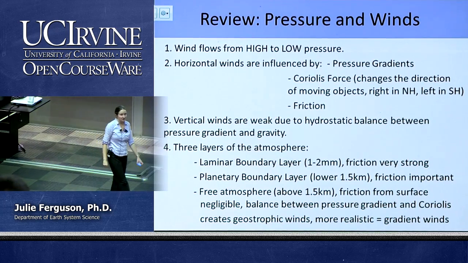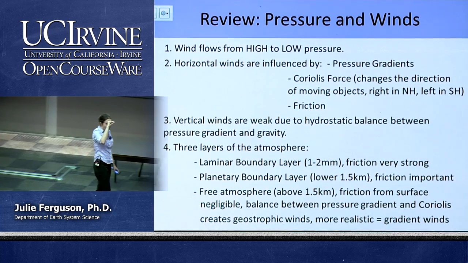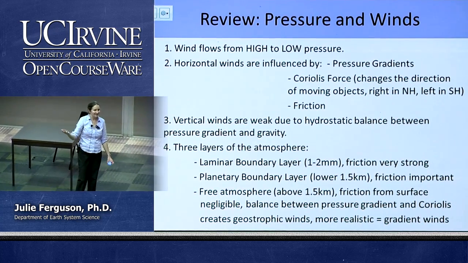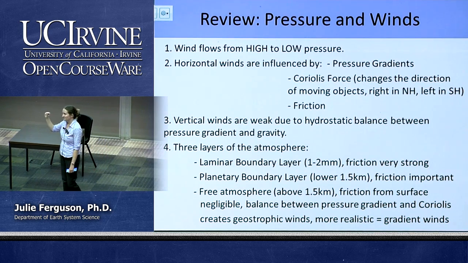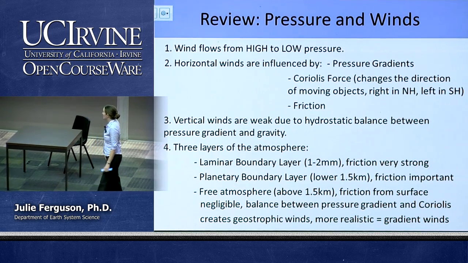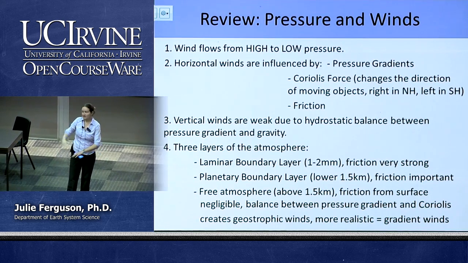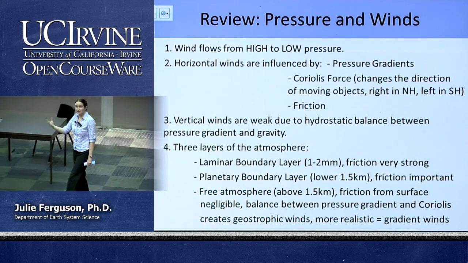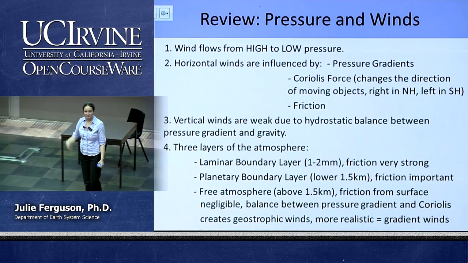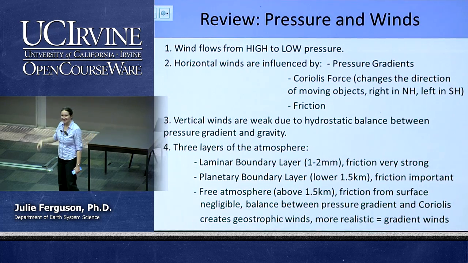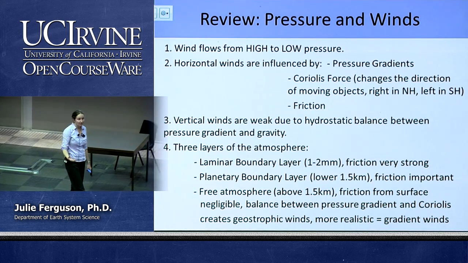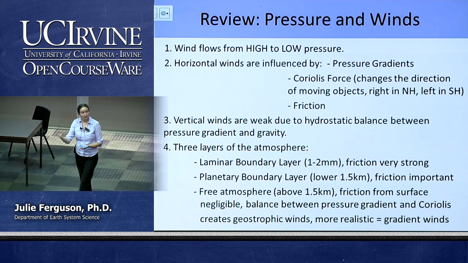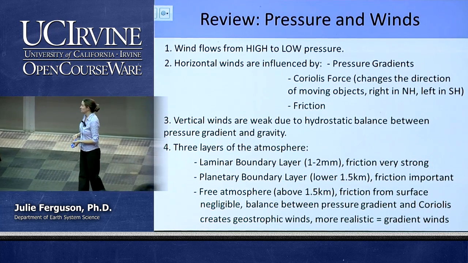We have the laminar boundary layer, which is the 1 or 2 millimeters, the tiny, tiny layer closest to the Earth's surface. And we're not going to talk about winds in that layer because it's only a couple of millimeters, okay? But we do care about the planetary boundary layer, which is the lower 1.5 kilometers, and that's where friction is important. That's where there's things to bump into. So there's trees, there's buildings, there's mountains, there's other stuff that wind collides with, and it causes friction and it slows it down. And so that also reduces the amount of Coriolis force it feels.